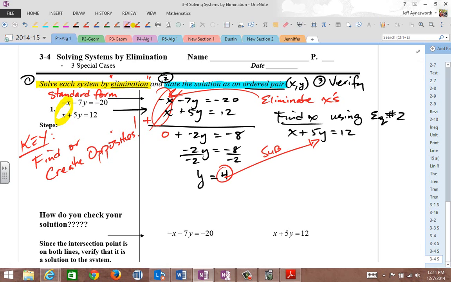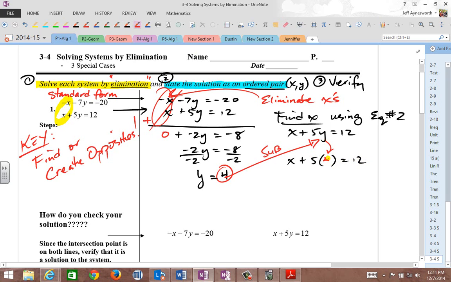We taught the substitution method first. All right, so this should sound familiar. And so what we're going to have here is x plus 5 times whatever y is equals 12. So I need to substitute that y value in, which is y equals 4. Then you just simplify and you go with the flow.